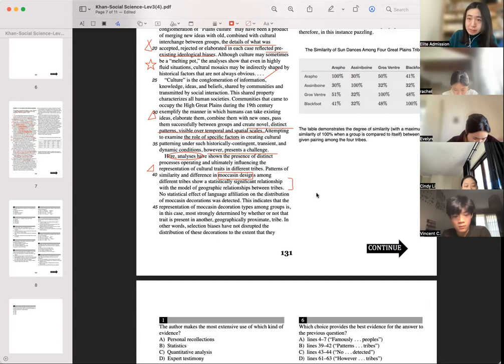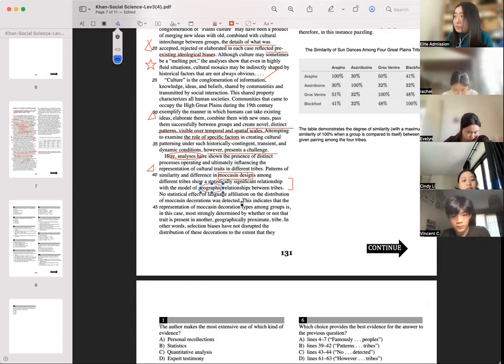So get used to the scientific language and try to translate that into a sentence that is easier, simplifying the sentence without changing the meaning. So what does that statistically significant relationship mean? Basically, it means that they have some relationship, right? And what's that relationship between something and something? Think about elements and the relationship. So what are the elements?